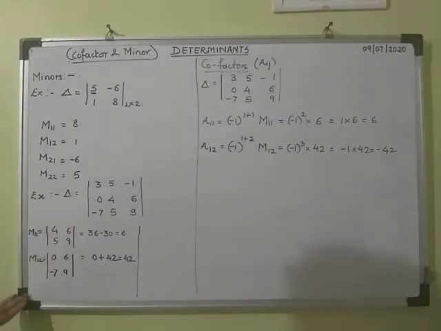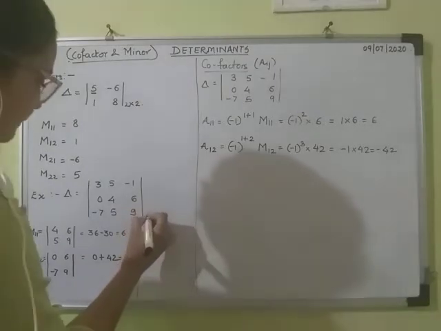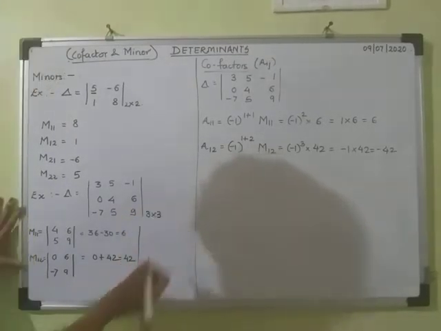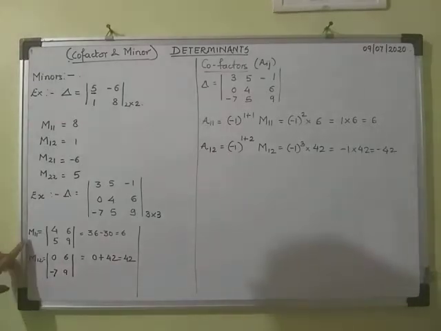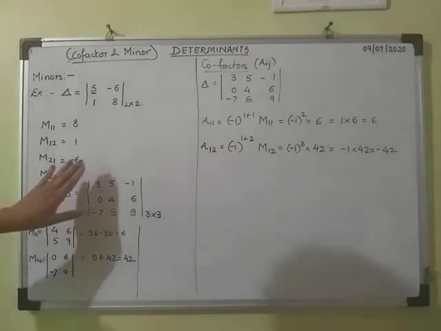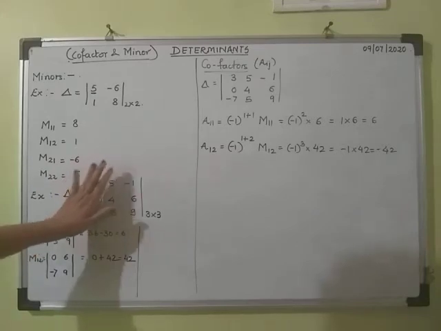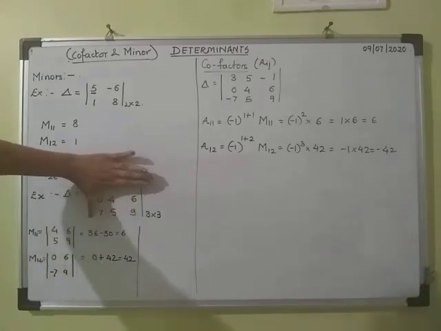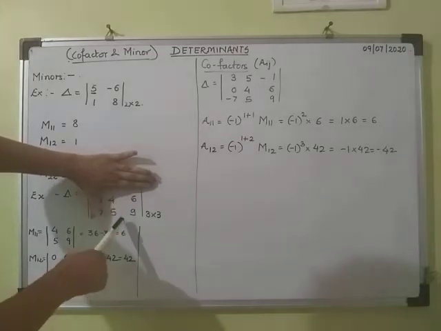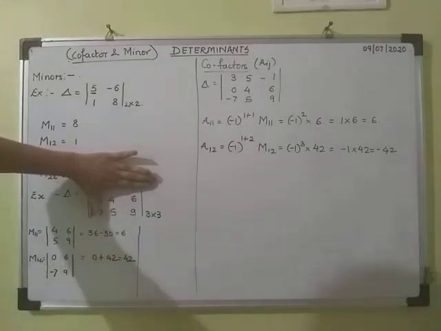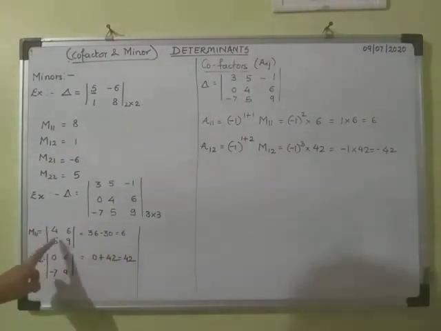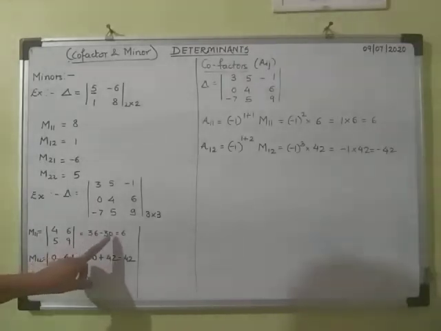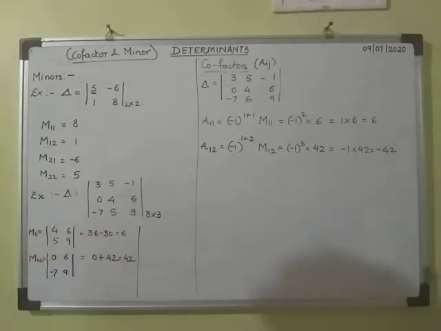Now for a 3 by 3 determinant, its minors are found like this. Say M11: you leave the first row and first column, and whatever remains, write that in determinant form and evaluate this determinant. 9 4s are 36, 6 5s are 30, answer is 6.